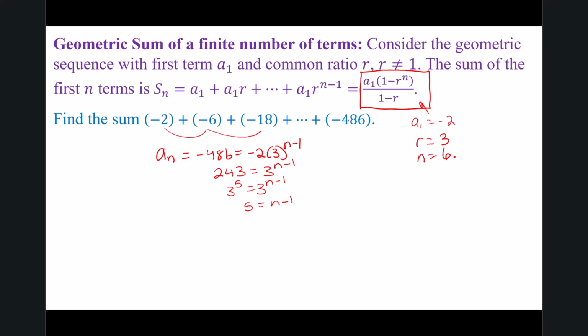So now I have everything I need to use that formula. So the sum of the first 6 terms is the first term, a sub 1, times 1 minus r to the n, so 3 to the 6th, all over 1 minus r, so 1 minus 3. Simplifying, I get negative 2 times 1 minus 3 to the 6th over negative 2. The negative 2's cancel, and I have 1 minus 3 to the 6th. Put that in your calculator, and you would get negative 728.